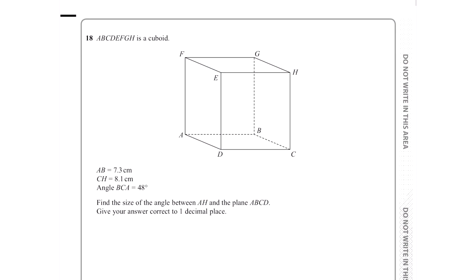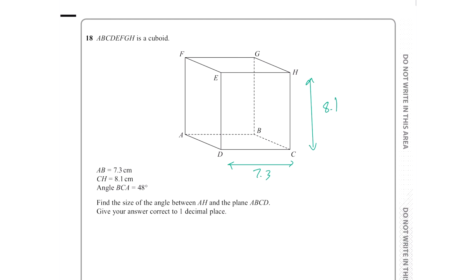So question 8, we have a cuboid where AB is 7.3, CH is 8.1, BCA is 48 degrees. Find the size of the angle between AH and plane ABCD. Give your answer correct to one decimal place. So we know AB, which is that length at the back, that's going to be the same as this length at the front here, because it's a cuboid, so that's 7.3. We know CH is 8.1. And then we have BCA.